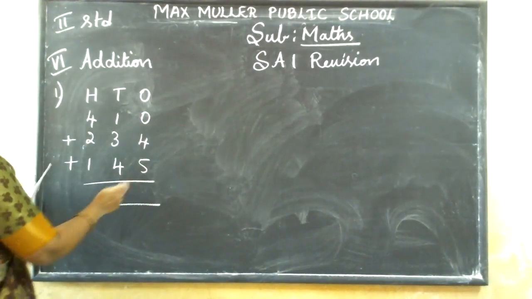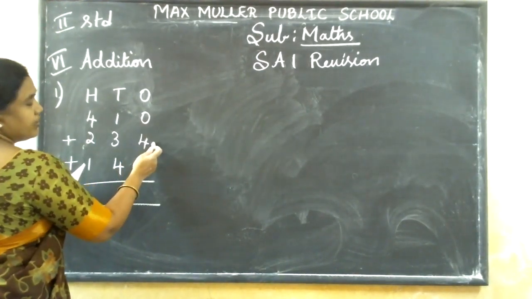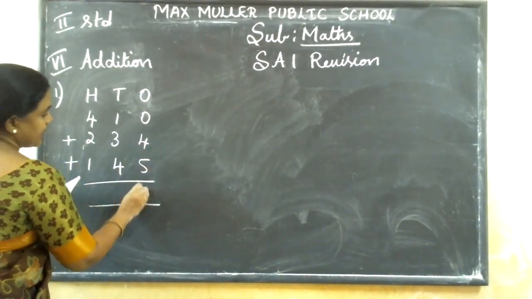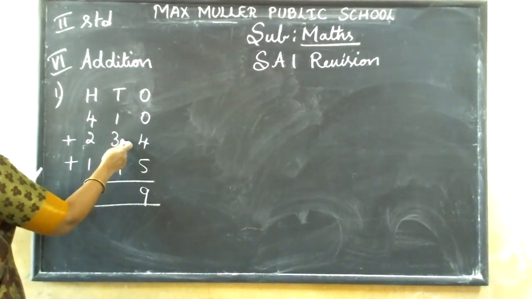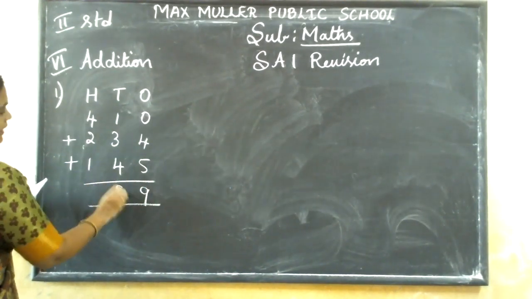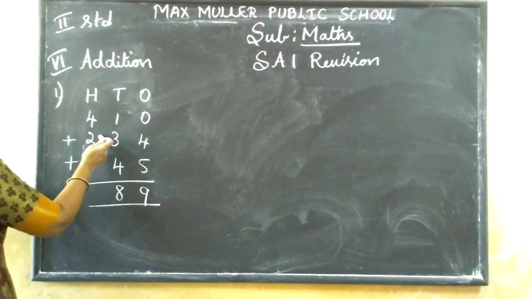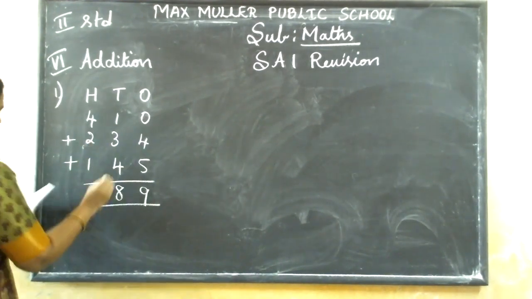Plus means you want to add. See, 0 plus 4, 4. 4 plus 5, 9. Here, 1 plus 3, 4. 4 plus 4, 8. 4 plus 2, 6. 6 plus 1, 7.